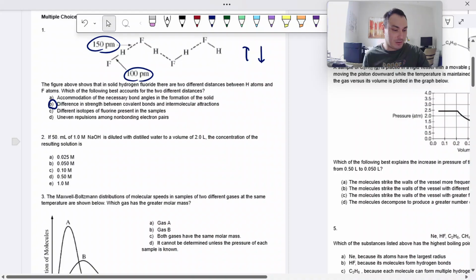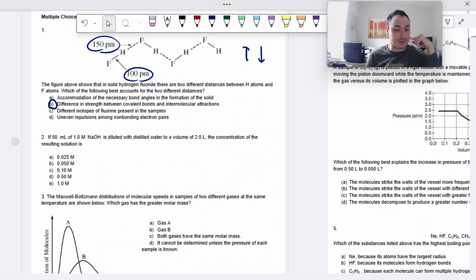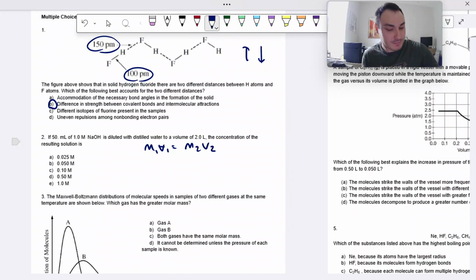Question 2. If 50 milliliters of 1.0 molar sodium hydroxide is diluted with distilled water to a volume of 2 liters, the concentration of the resulting solution is. So this is M1V1 equals M2V2. And just the typical dilution equation, we're diluting, use this one. It's not given to you on your equation sheet, but it's not a hard one to memorize. The initial molarity is 1, the initial volume is 50 milliliters. We want to know what the final molarity is, and the final volume is 2 liters.